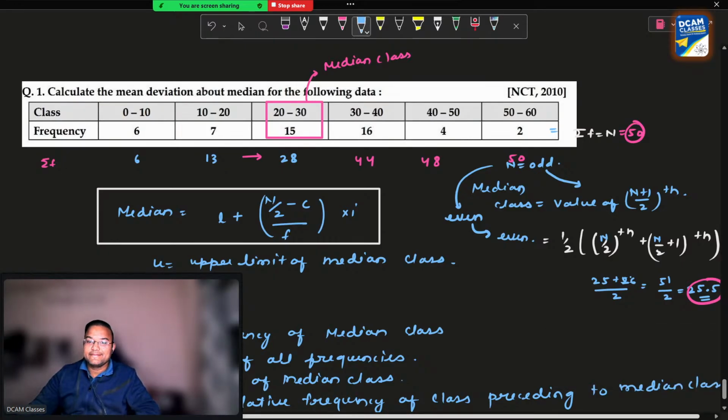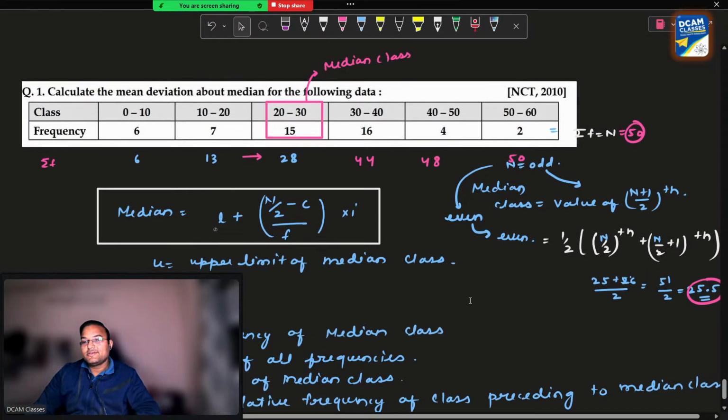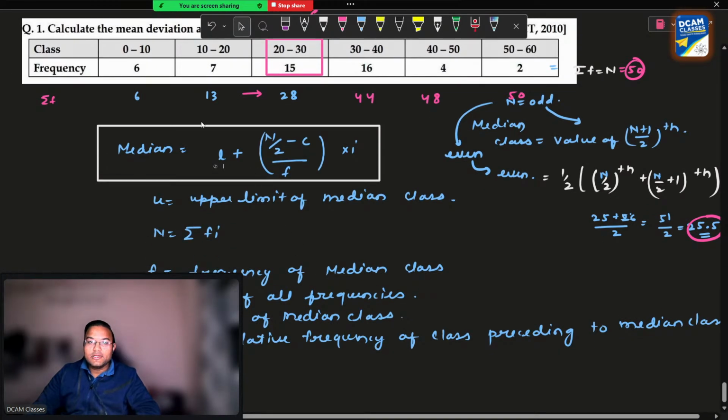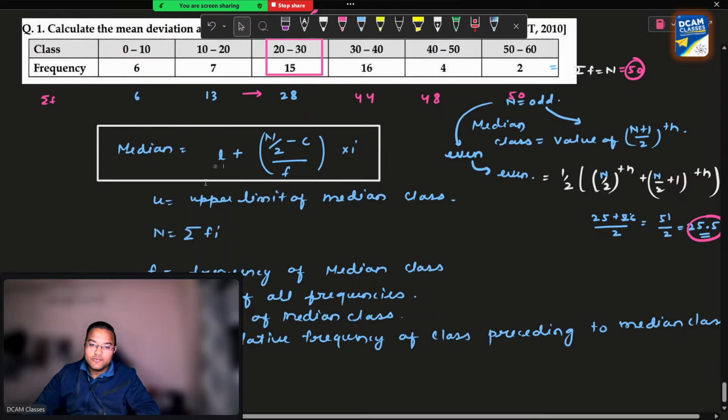I did everything wrong. Actually, it was my mistake. I wrote the wrong formula. Somehow I understood it wrong. I thought it was decreasing, but it was clearly increasing: 0 to 10, 10 to 20, 20 to 30, 30 to 40. It's increasing. Why I was writing this formula, I realized. But everything else is correct. Now use the upper limit of the median class.